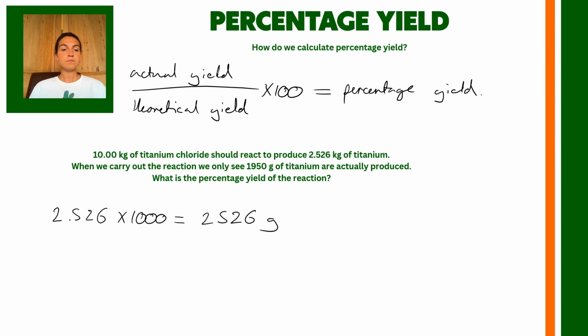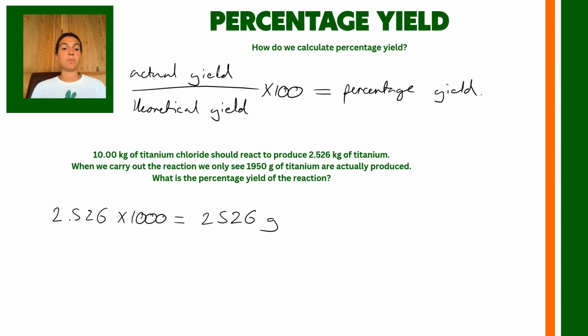So, firstly, we have got too many things here in kilograms. So we're going to convert that titanium that we produce at the end into grams. So 2.526 times 1,000 gets me into grams, 2,526. Good. Now I'm ready to do my equation.